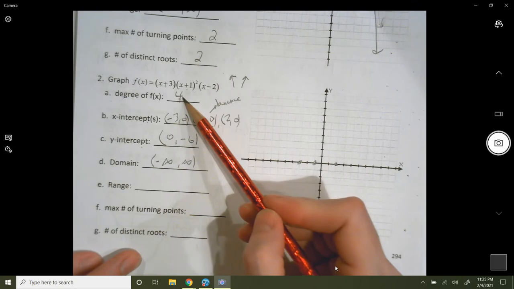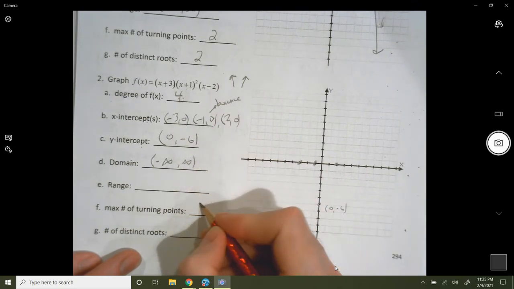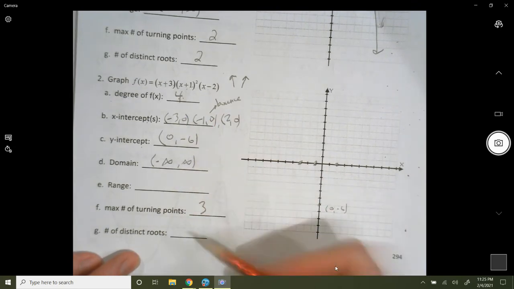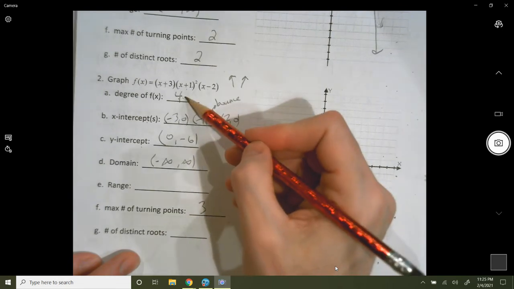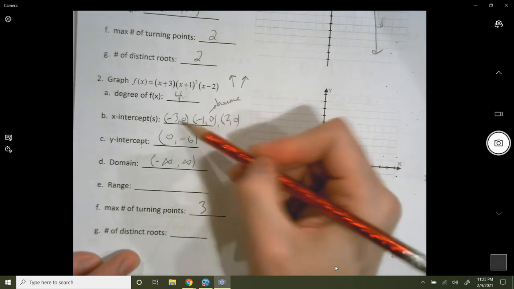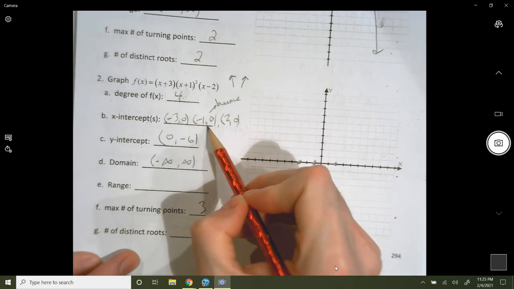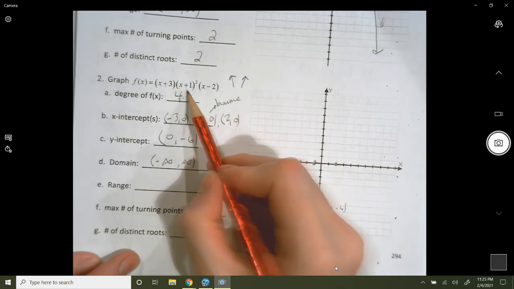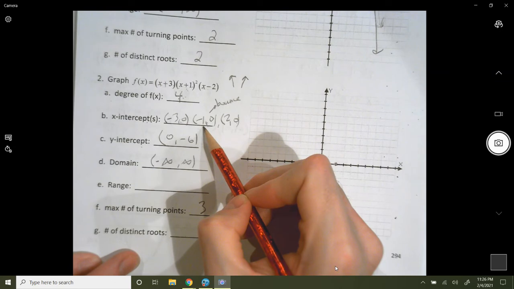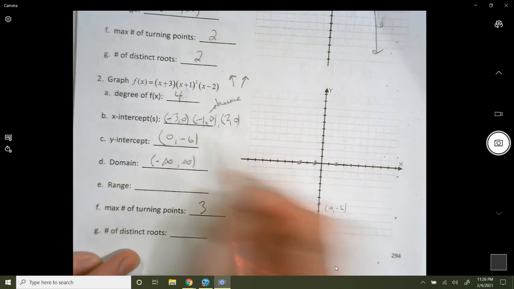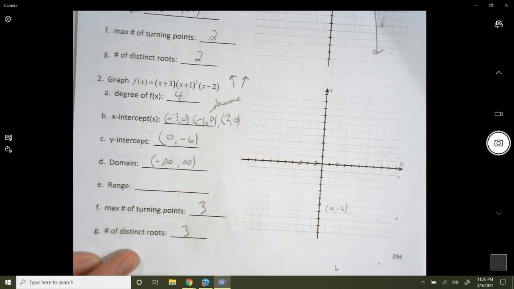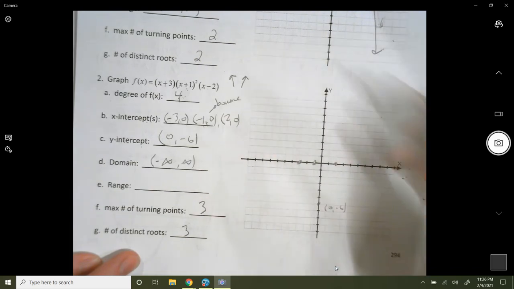4th degree, maximum number of turning points is 3. Number of distinct roots, remember there's 4 roots because there's 4 zeros, but there's only 3 distinct roots. These two, the negative 1, 0 and negative 1, 0, because that occurs twice, that is 2 zeros, counts as 2, but only 1 distinct. Okay, so there's 3 distinct zeros. Okay, and let's sketch this from here.